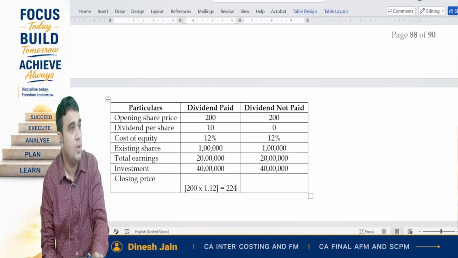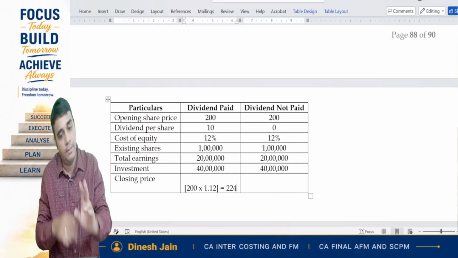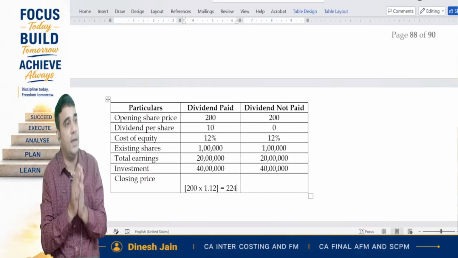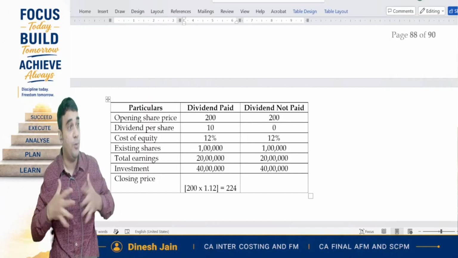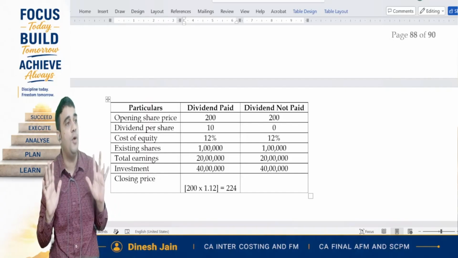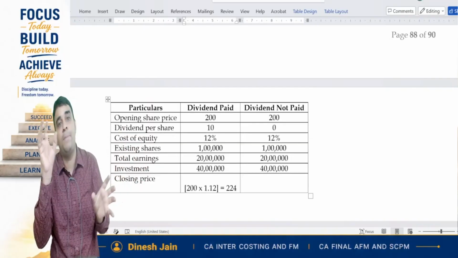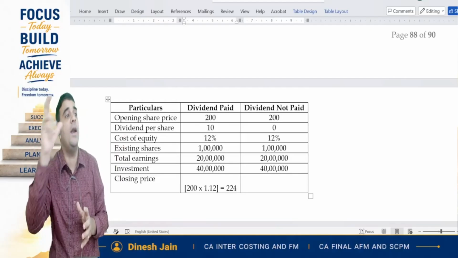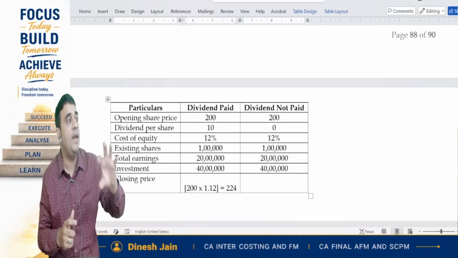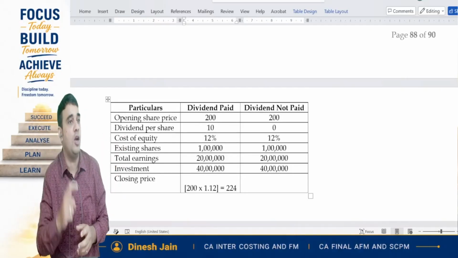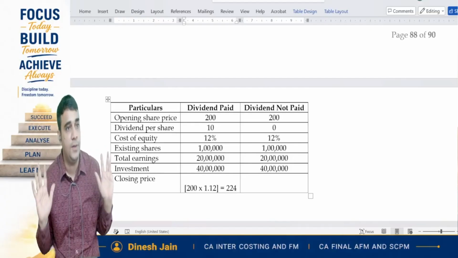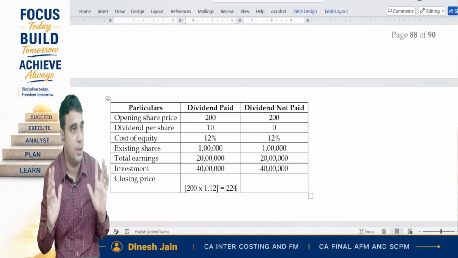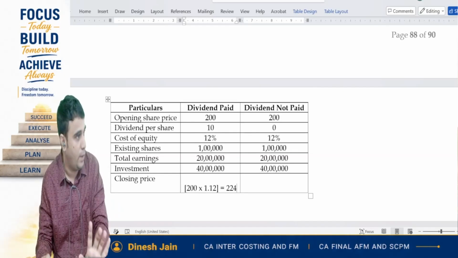At least become 224. But this 224 can come to me in two forms. How can it be 224? Dividend 5 rupees, price 219 rupees. Dividend 10 rupees, price 214 rupees. Dividend 20 rupees, price 204. I want 224 at the end of the year, and what form it takes, I am not bothered.